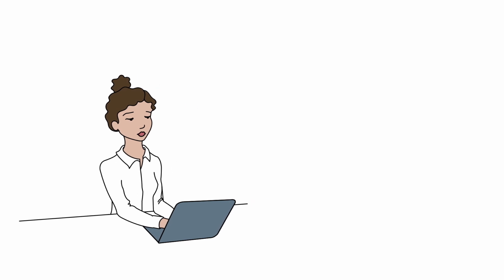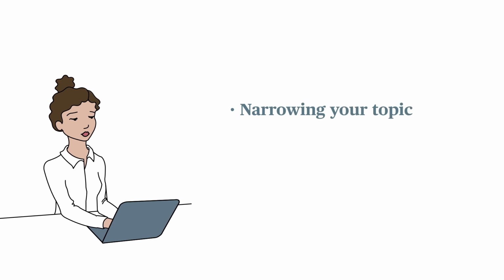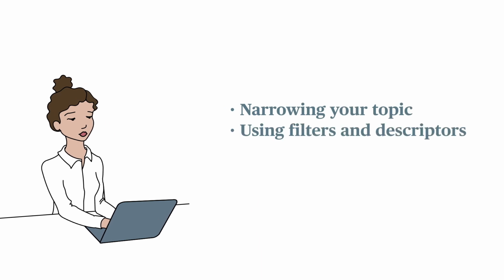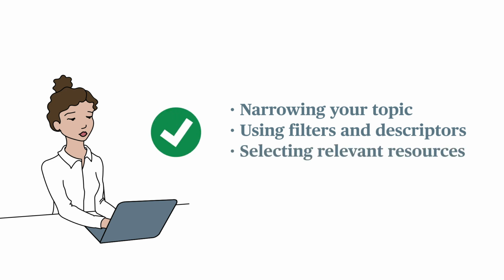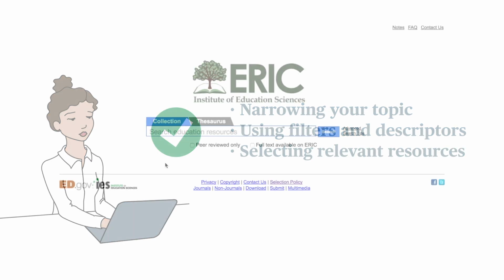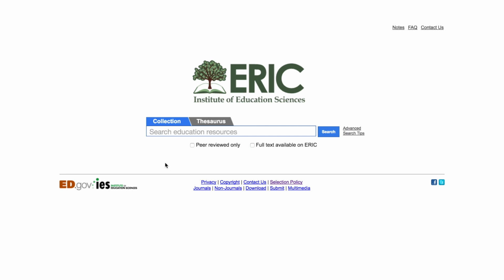We are specifically going to discuss narrowing your topic, targeting specific resources using filters and descriptors, and selecting relevant resources for your research paper. Are you curious about how you would use ERIC when writing a research paper? Let's walk through an example. Let's say you are writing a paper on how young children learn math. So you go to the ERIC database and search math.